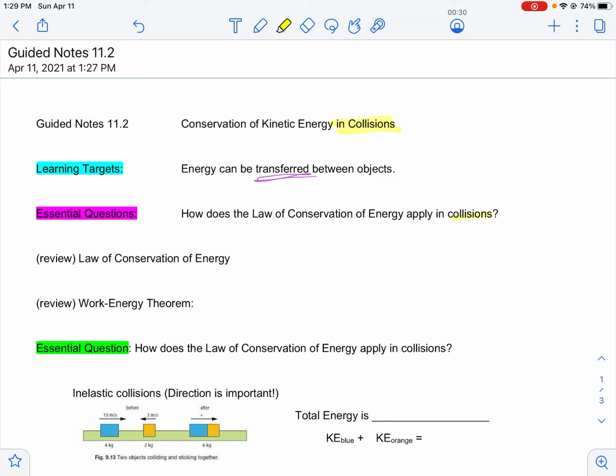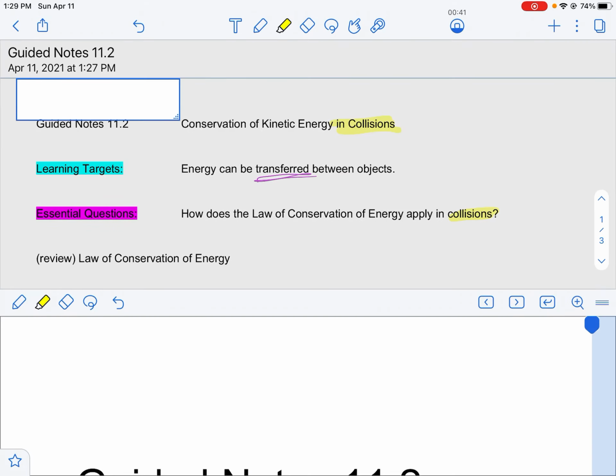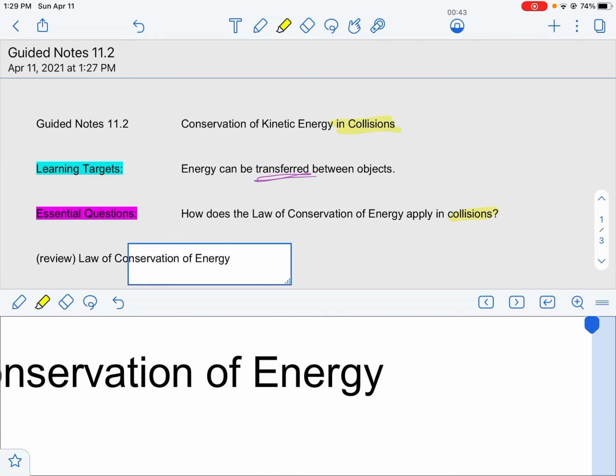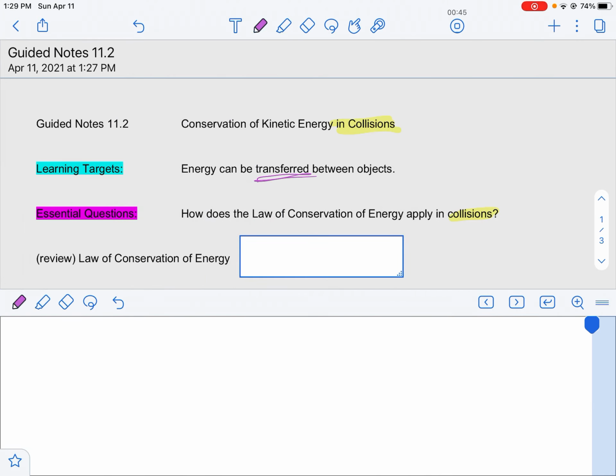And the essential question we are trying to answer today is, how does the law of conservation of energy apply in collisions? Alright, so let's go ahead and start with a little bit of review and make sure we remember what the law of conservation of energy says. So, the law of conservation of energy right here.